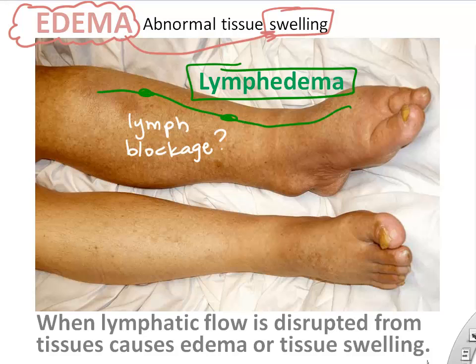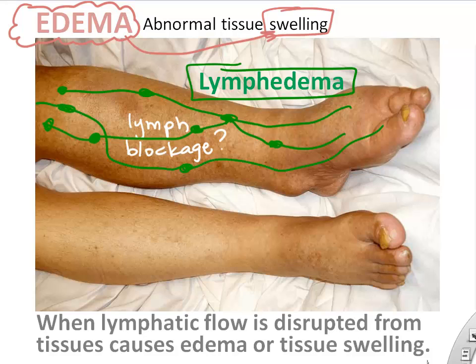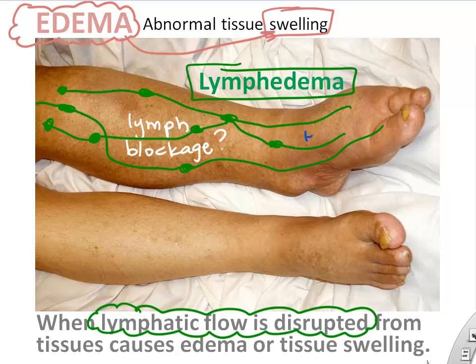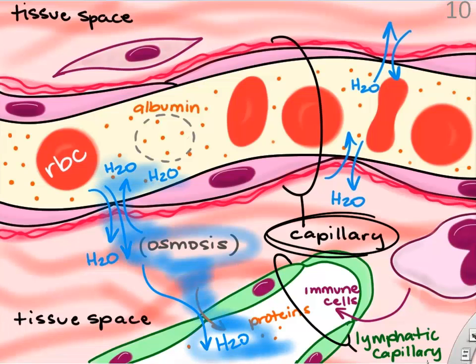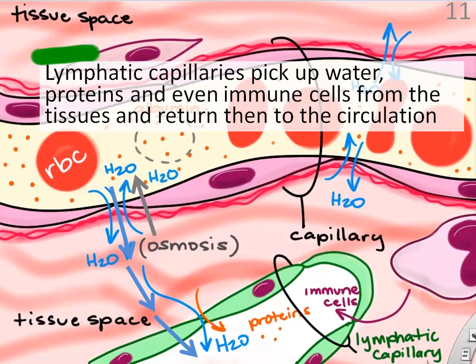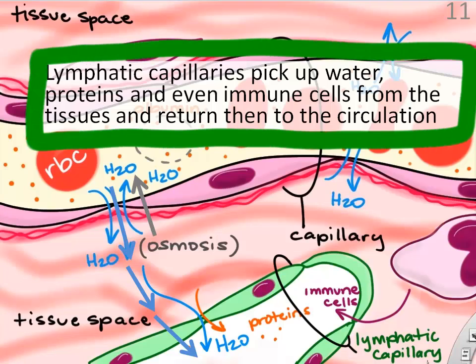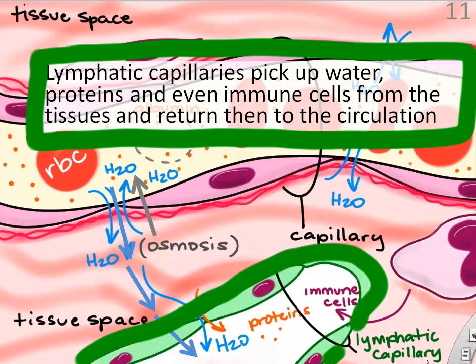So in this patient here, something has caused the lymphatic flow to be blocked or interrupted. It could be due to damage of the lymphatics or removal of the lymphatics, sometimes with cancer surgery. Normally, this fluid leaks out of our systemic capillaries and is picked up by our lymphatic capillaries and circulated back to our veins. So there's a lymphatic flow from your systemic capillaries to your lymphatic capillaries.